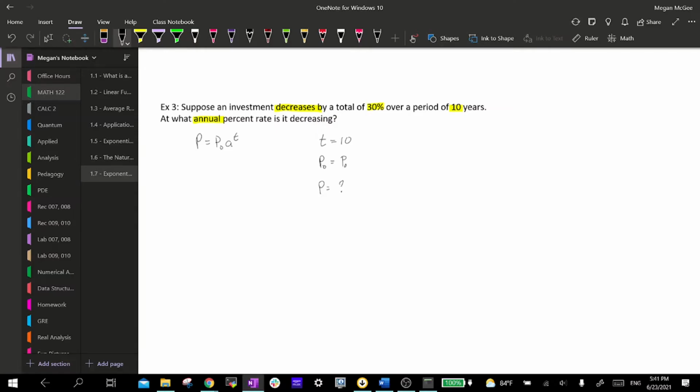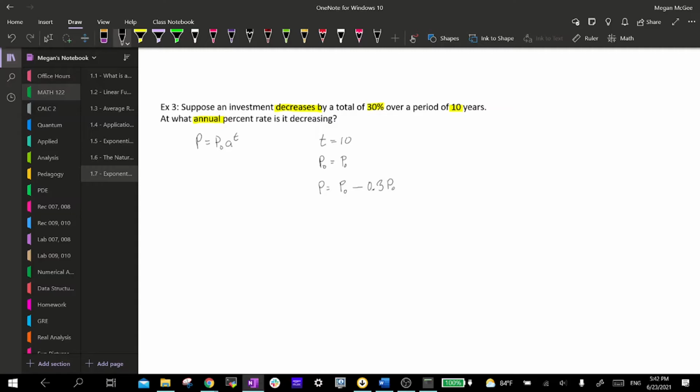Some number P naught. We know that by the end of this, what we should be getting out of here is going to be 30% less than what we started with. So we're starting with our initial investment, and we need to subtract 30% of our initial investment.